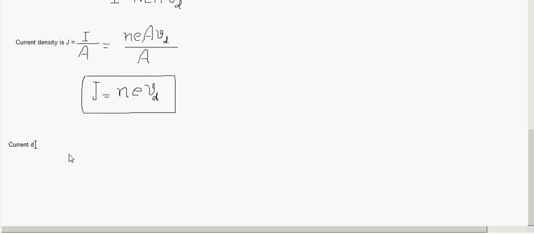Current density is proportional to drift speed.